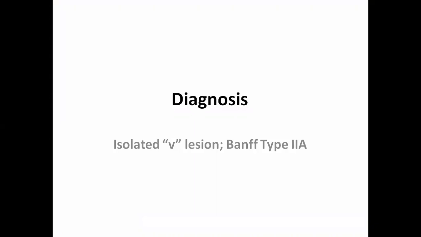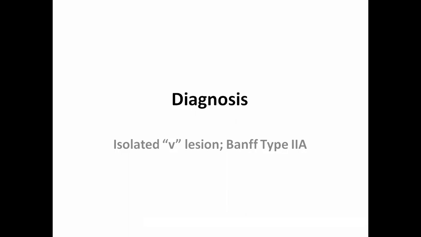Now in this case, there is no interstitial inflammation. The PTC capillaritis is also very minimal, not significant. The only pathology seems to be that there is one vessel which is showing endothelitis. So this entity is called isolated V lesion, and previously we used to label this also. We can label this lesion as Banff type 2A rejection also.